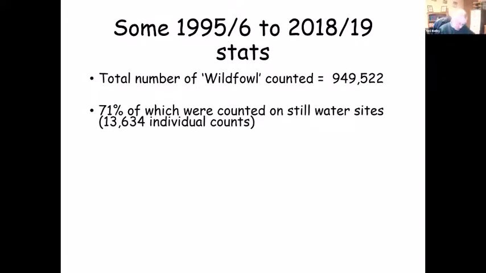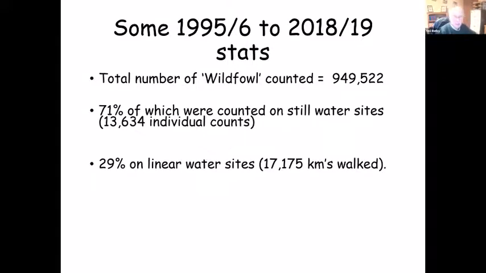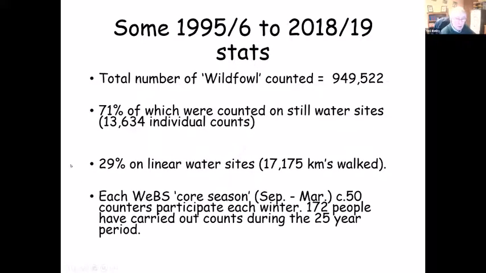And 71% of these birds are counted on the still water sites, and you can see the number of individual counts in the 25 years there, and the remainder, the 29%, on linear water sites, which I've mentioned are rivers and canals, and that's the number of kilometres walked during that time to undertake these counts on the linear features.